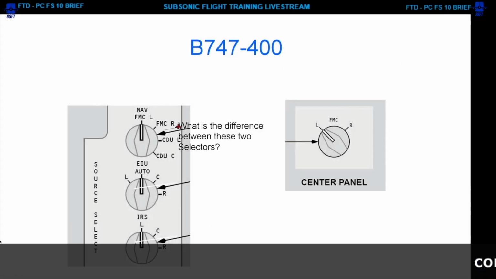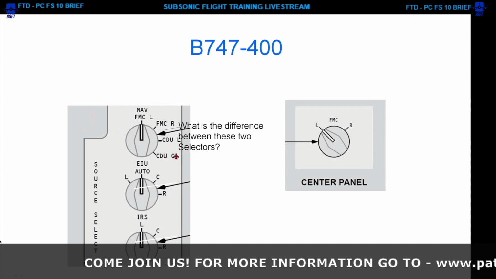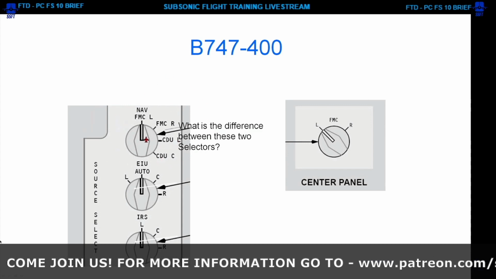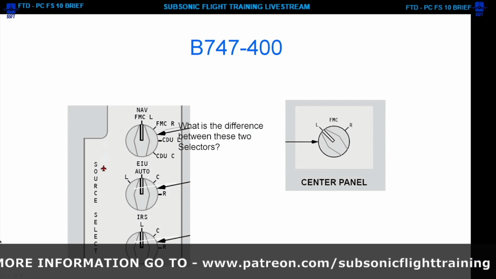Now, what's the difference between these two selectors? Well, we've been talking about that. This is the FMC master selector, and this is the instrument source select switch that each pilot has, one for the captain, one for the first officer, on your instrument source select panel.